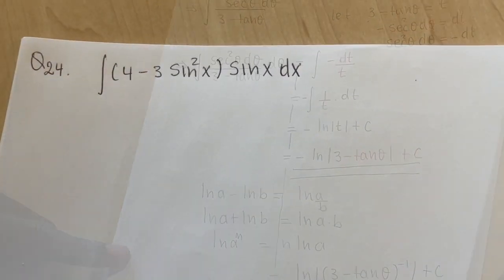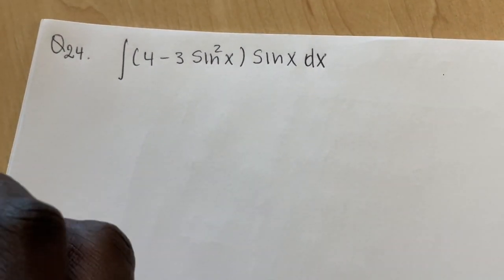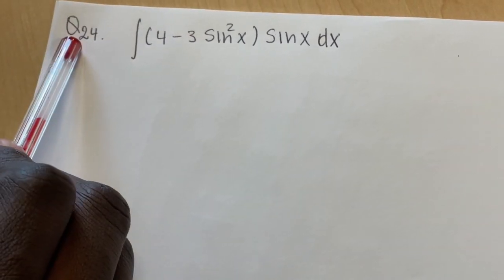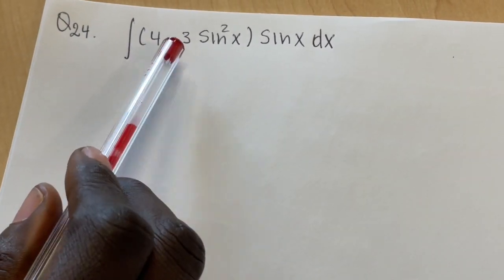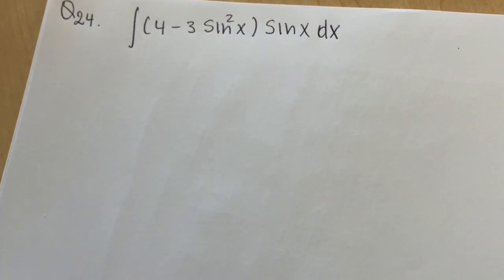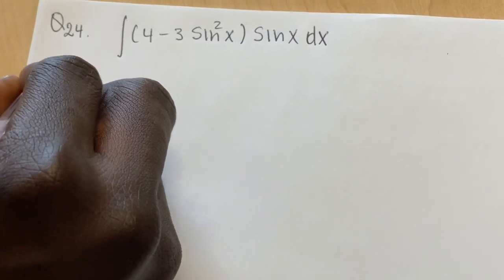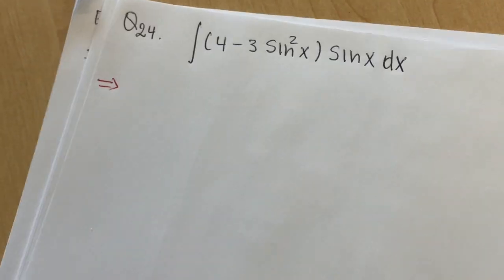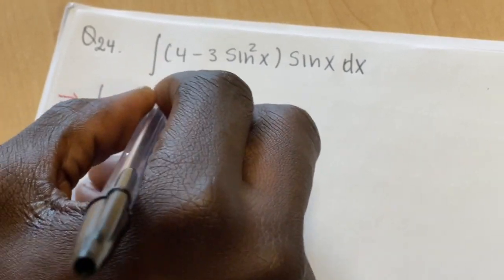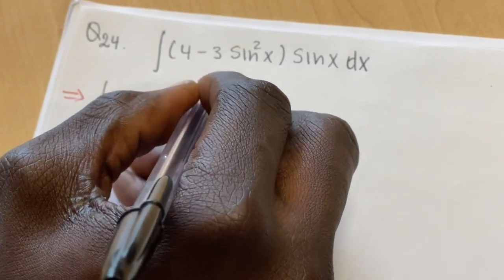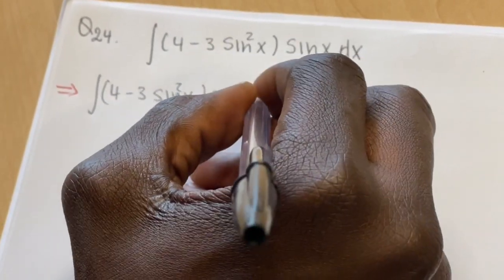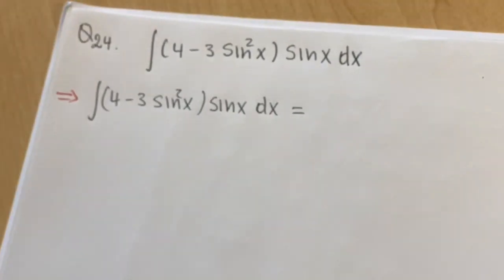Okay guys, so this is the same exercise 10.5, but we are looking at question 24. So it's the integral of 4 minus 3 sine squared x, times sine x dx. What I'm going to do first, I'm going to repeat the same integral. So this integral can be integral of 4 minus 3 sine square x, and then I close the bracket, sine x dx. Now guys, check.